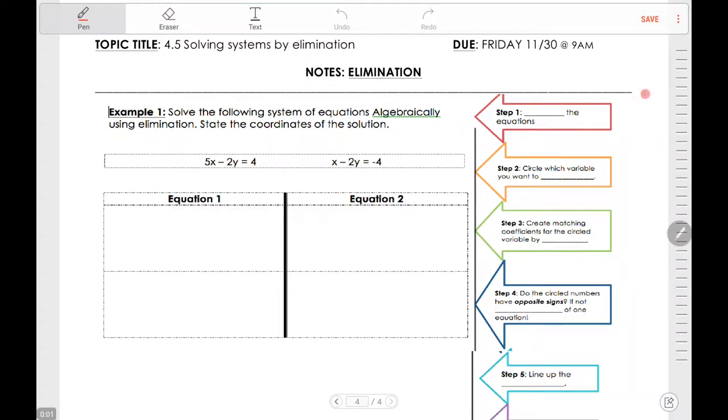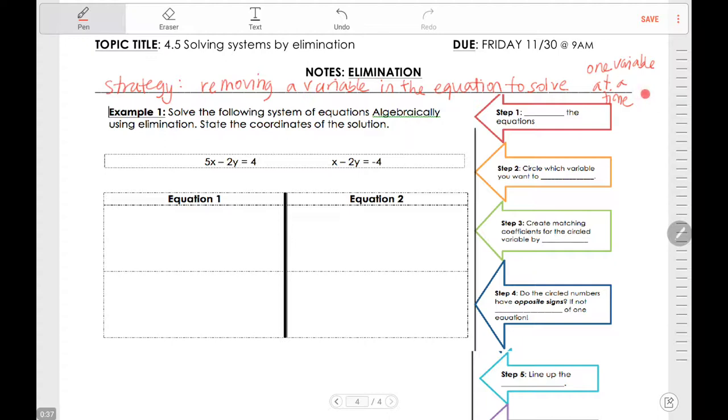Hi guys, today we're talking about the third way of solving systems, which is by elimination. And it's exactly what it sounds like. So this strategy is eliminating or removing a variable in the equation to solve one variable at a time. You guys will see what that means shortly.